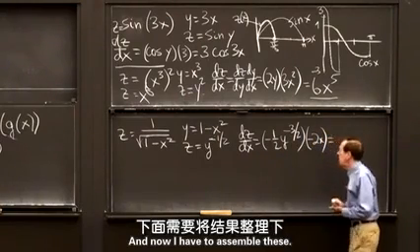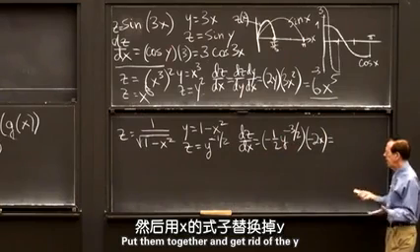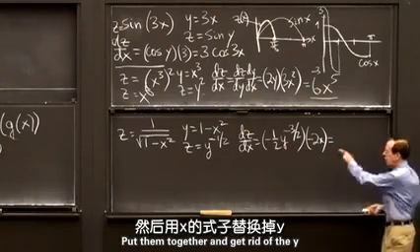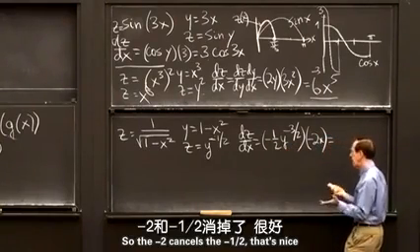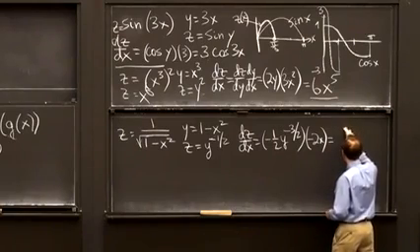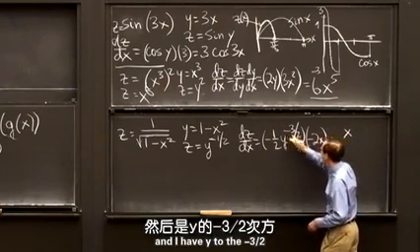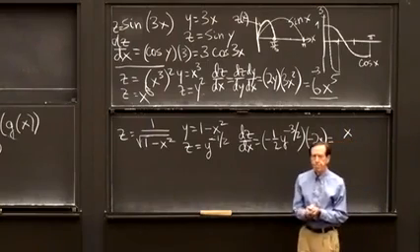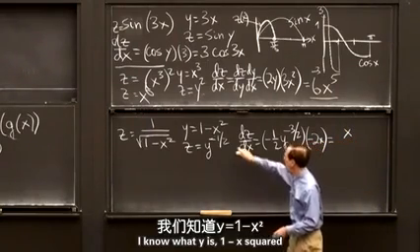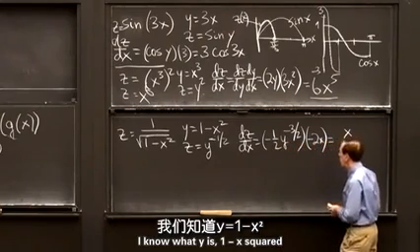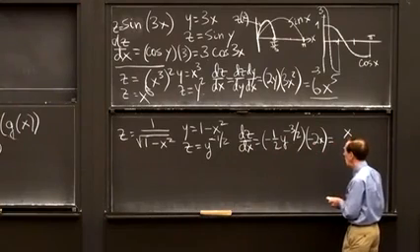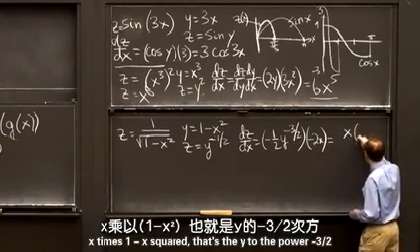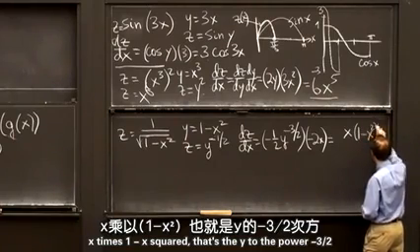And now I have to assemble these, put them together, and get rid of the y. So the minus 2 cancels the minus 1/2. That's nice. I have an x still here, and I have y to the minus 3/2. What's that? I know what y is: 1 minus x squared. And so it's that to the minus 3/2. I could write it that way: x times 1 minus x squared, that's the y, to the power minus 3/2.